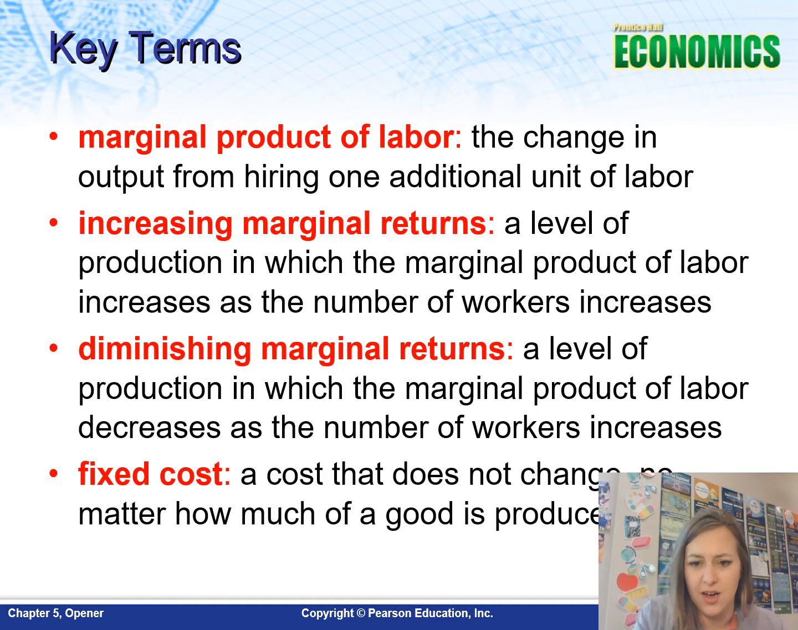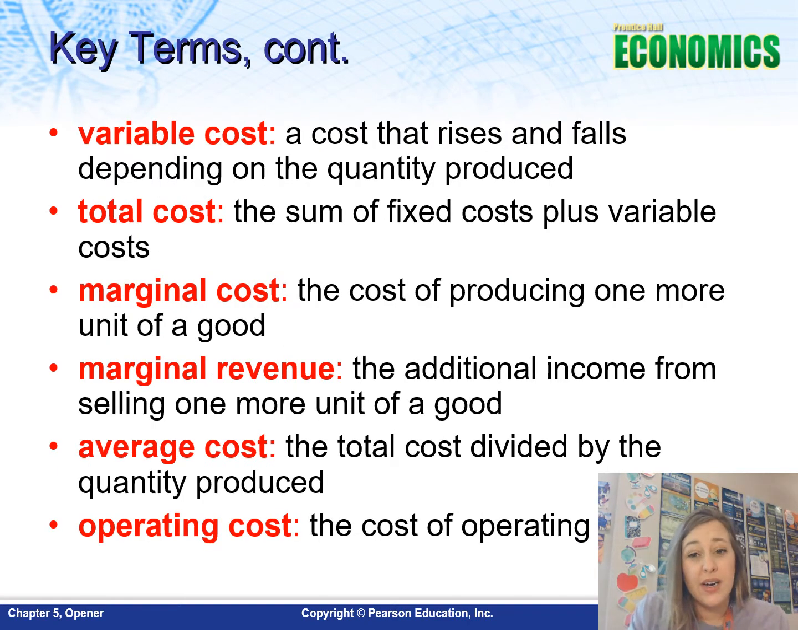That's a fixed cost. The variable cost is the cost that rises and falls depending on the quantity produced. So if you make fewer bookshelves, you're going to use less lumber. So your lumber price is variable. If you're using the factory less, you're going to use less electricity, variable price. Total cost is fixed cost plus variable costs.